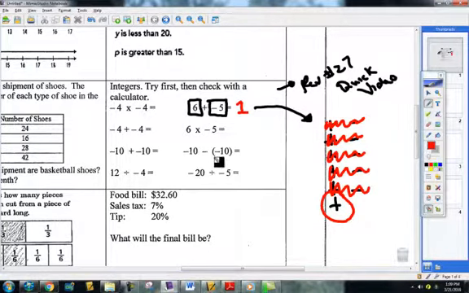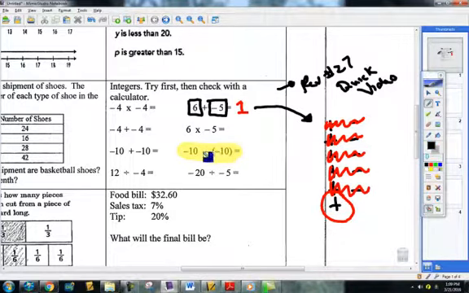Now the other one that I want to talk about is this one right here. This one's a little bit different. This is something that you don't really understand yet, but I'm just going to show you how to do it, and then we'll talk about it when we go over it. So I'm going to give you the answer to this one.